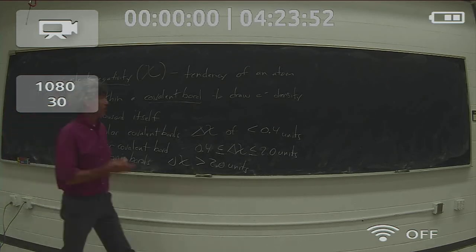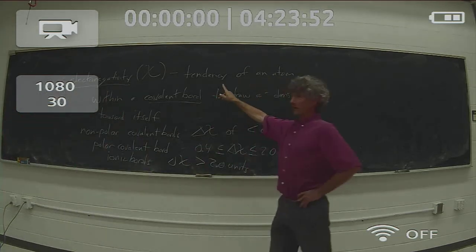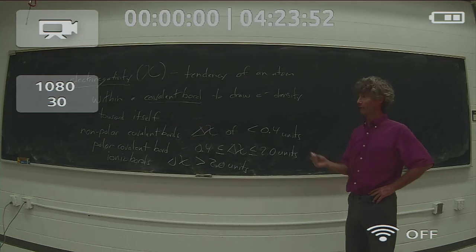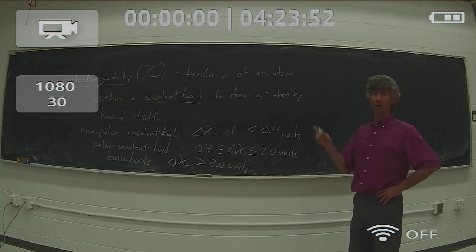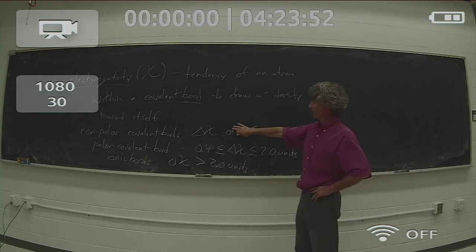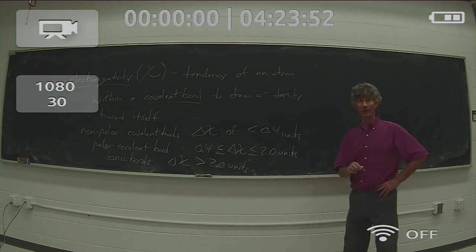So we need to know both the elements and names for the first 3 rows of the periodic table and the halogens, and we also need to know their electronegativity values so that we can determine, when they're bonded, whether they're going to be a nonpolar or a polar covalent bond and how polar.